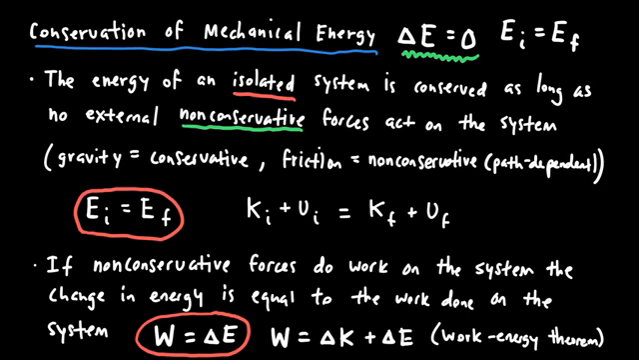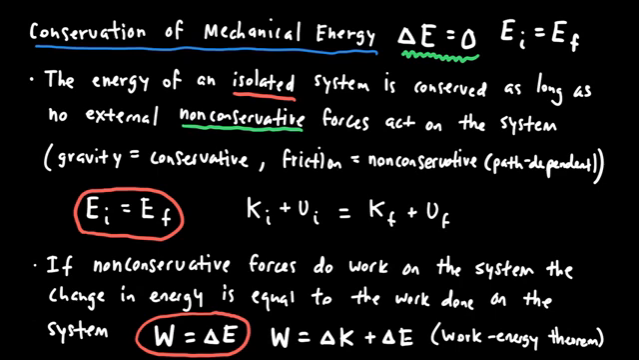However, if the only forces that act on a system are conservative forces like gravity, then the energy can be conserved. So for example, if I lift up a ball and I drop the ball, gravity pulls the ball down, and we have a conversion of potential energy into kinetic energy. As long as gravity is the only force acting on the object, then because gravity is a conservative force, we can apply the conservation of mechanical energy. And basically what that looks like is we write E_i equals E_f. The initial energy is equal to the final energy.